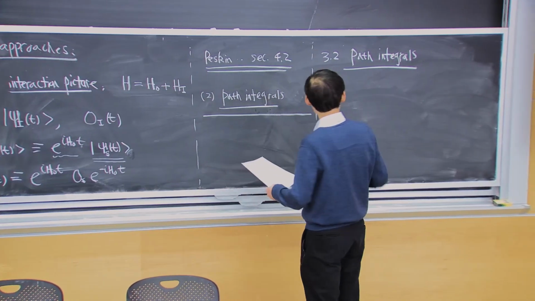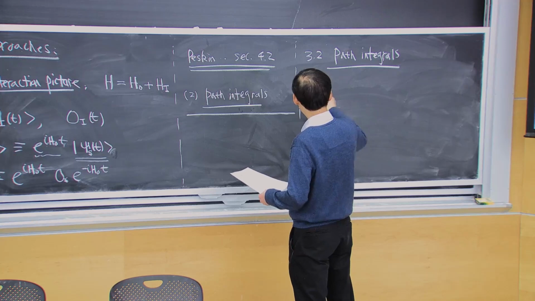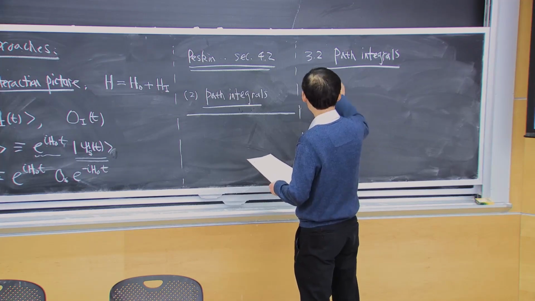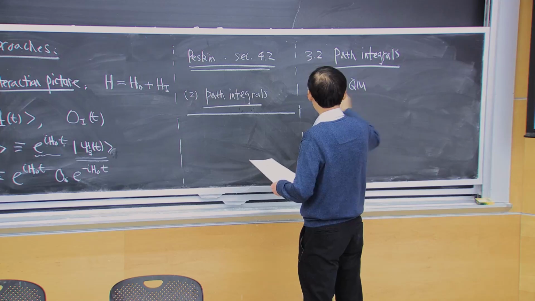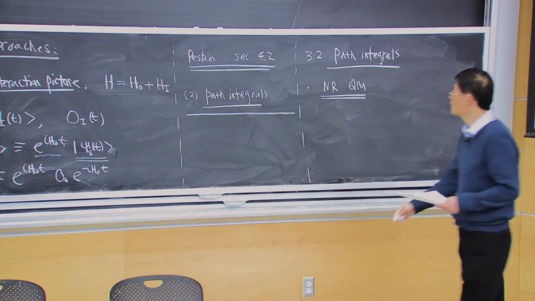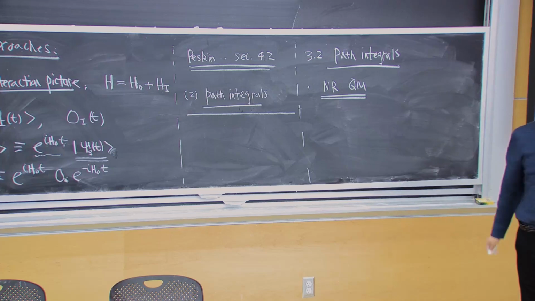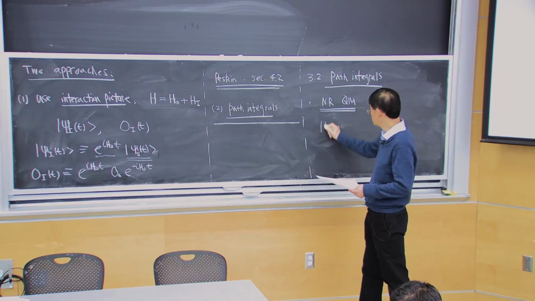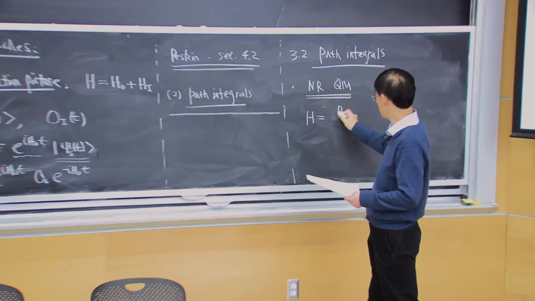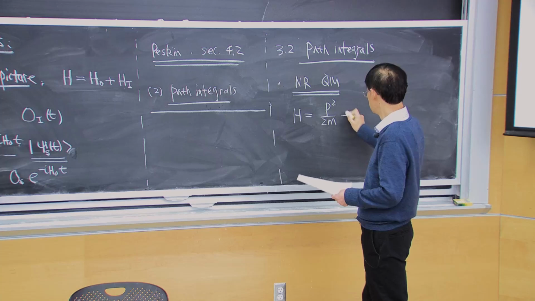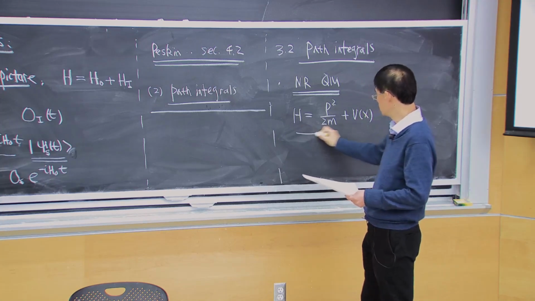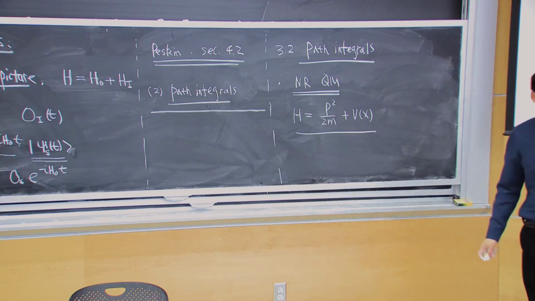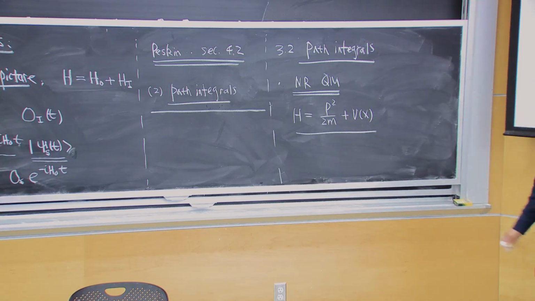Okay, so first we are just going to review the story for non-relativistic quantum mechanics. And once we understand this, the generalization to field theory is immediate. So we will just use an example of one particle, just a particle in one dimension, the most familiar one. Once we understand this example, then you essentially understand everything.